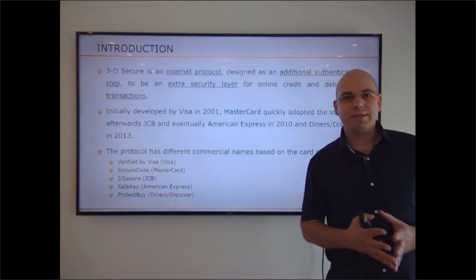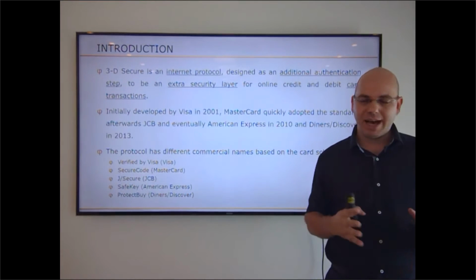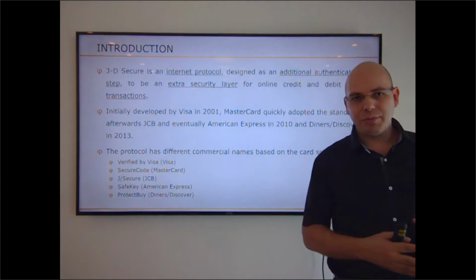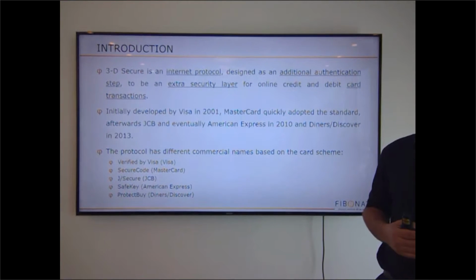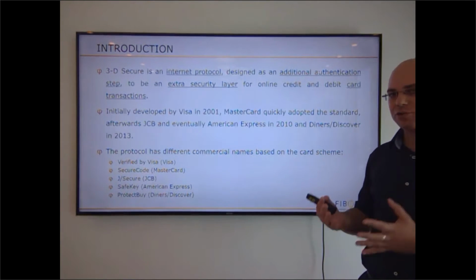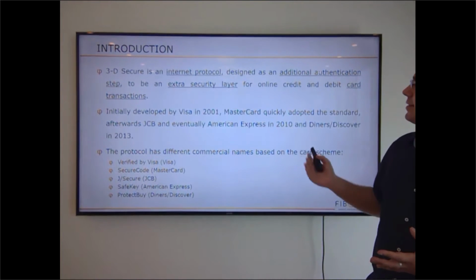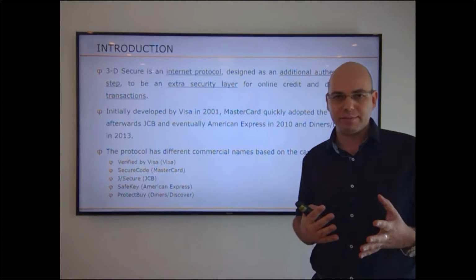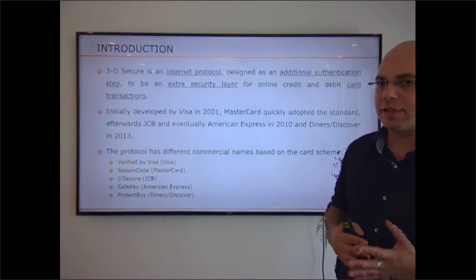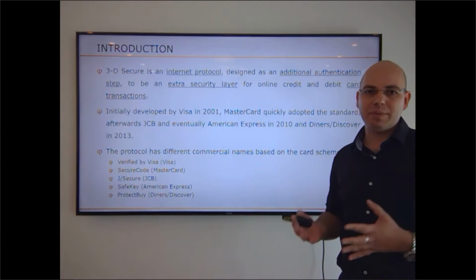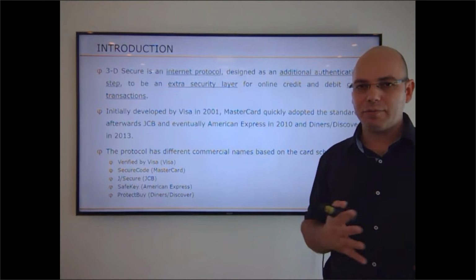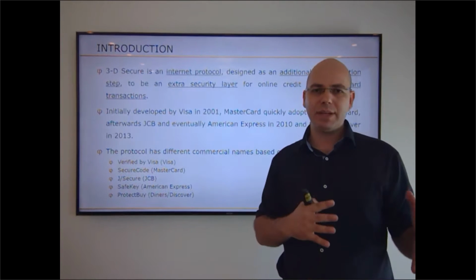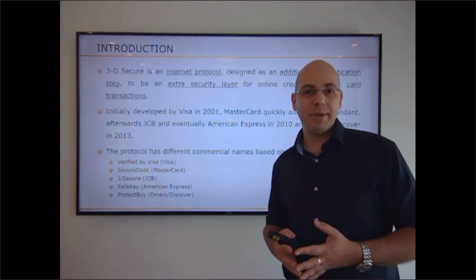So let's talk first about what is 3D Secure. I've highlighted a couple of words just to make it clear what we're discussing. First of all, 3D Secure is an internet protocol, which means that it's related to internet or online transactions. It's designed as an additional authentication step, which we'll discuss in terms of exactly how it works and what it means. And it's designed to be an extra security layer for online credit and debit card transactions. So it doesn't relate to other forms of payment methods such as wire transfers or alternative payment methods. This is something that is used only for card payments.